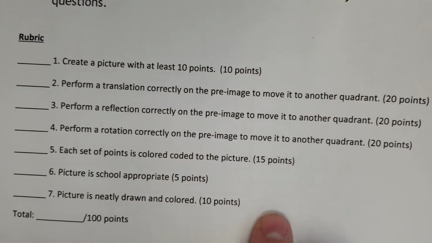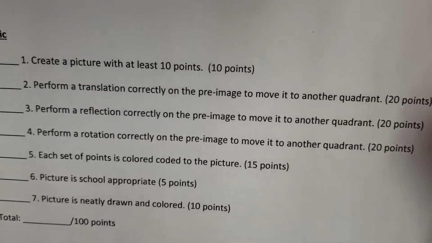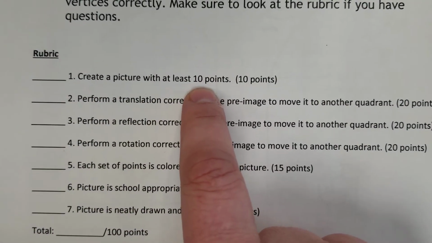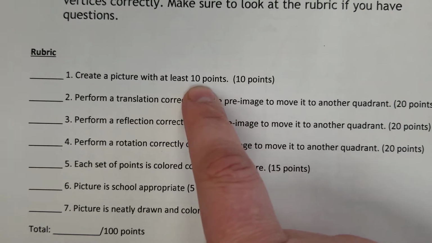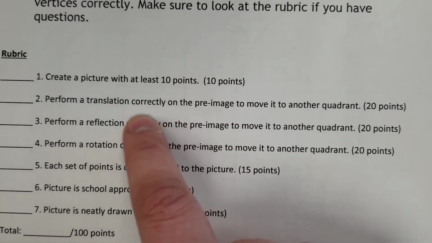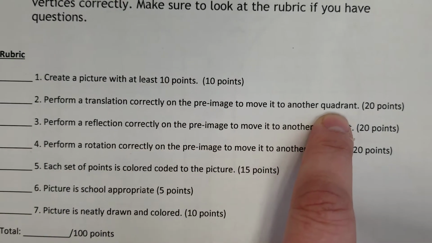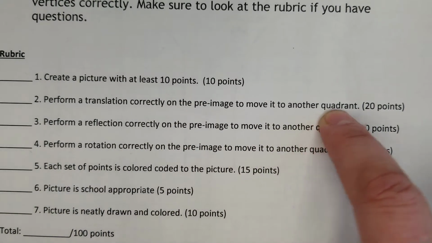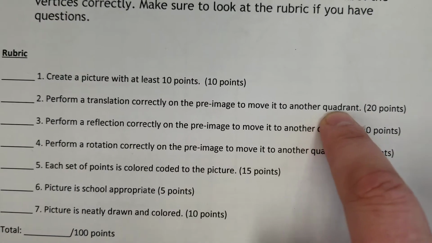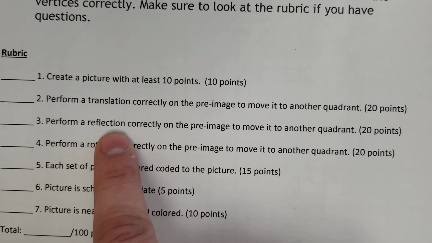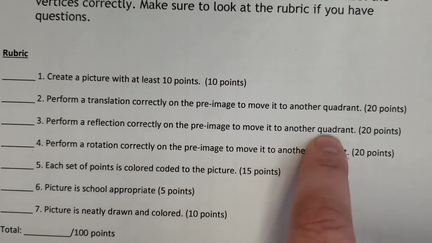So this is your rubric. Okay, so the first thing is you need to create a picture that has 10 points. You can have more than that, but it should not have less than 10. All right, so you will need to perform a translation and move it to another quadrant. So if you start in quadrant 1, you need to perform a translation that makes it end up in quadrant 2, 3, or 4. You need to perform a reflection and then move it to another quadrant.